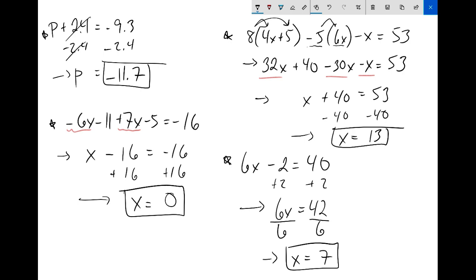Okay? All right, so all your variable terms to one side, all your numbers to the other side, and then at the very last step, you may have to divide to get rid of that coefficient. All good? All right, let's look at some other ones.